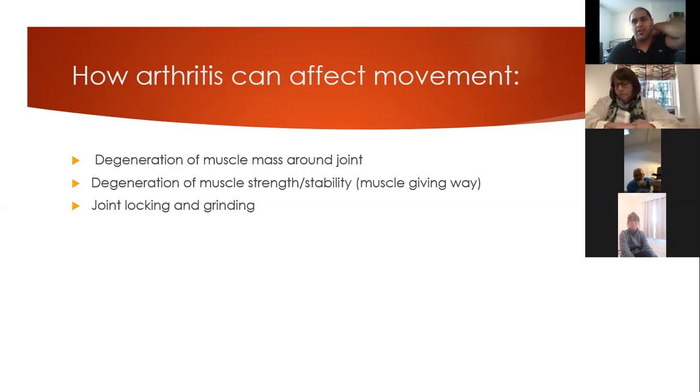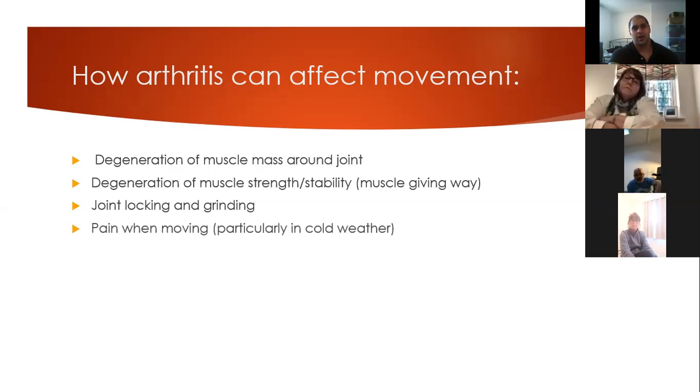Okay, interesting. Well, hopefully with some of the information I'll give you in a little bit, that might help. But let's find out. And obviously, goes without saying, with all that going on, there's probably going to be pain when you're moving, and particularly in cold weather, as we discussed the other day, Sue. Yeah.